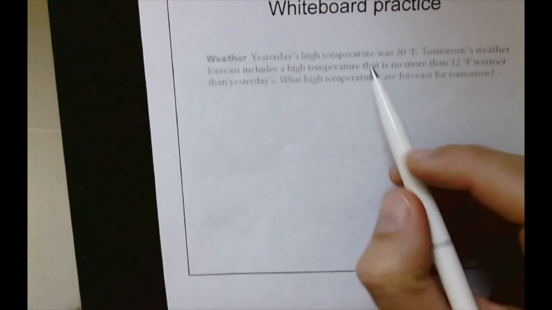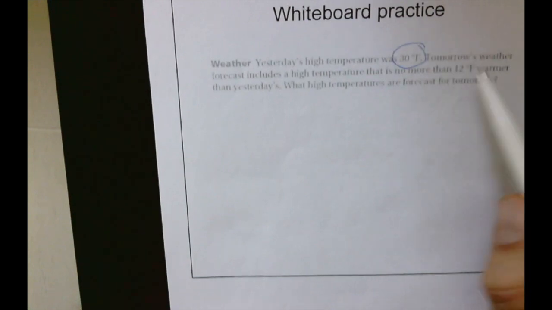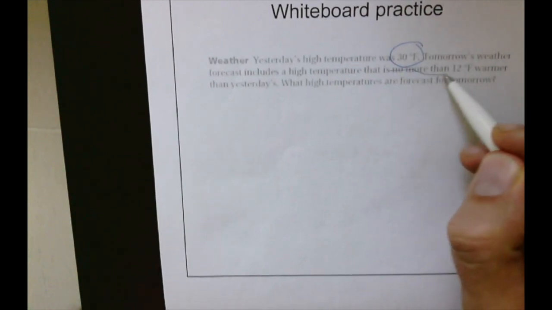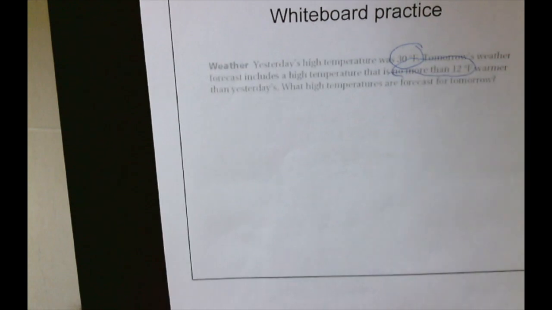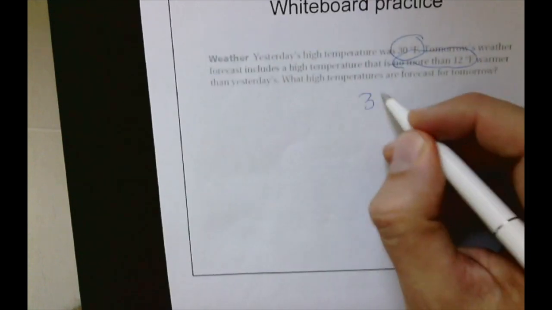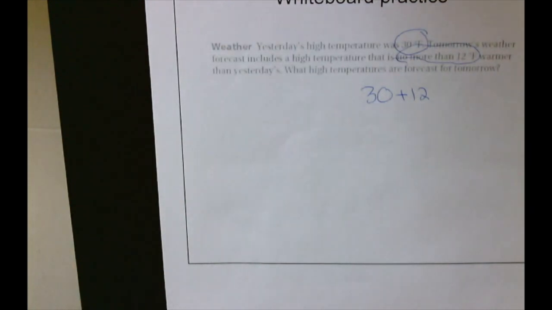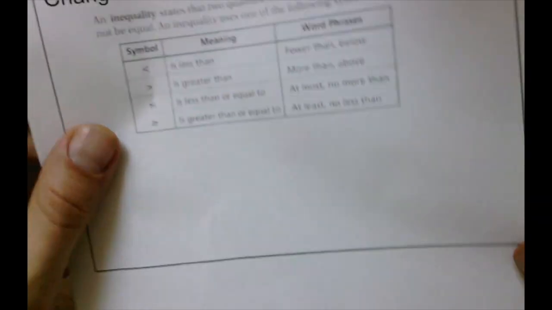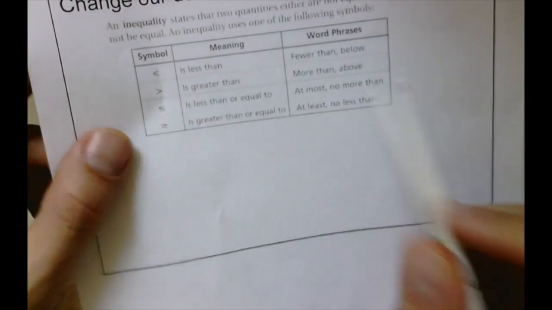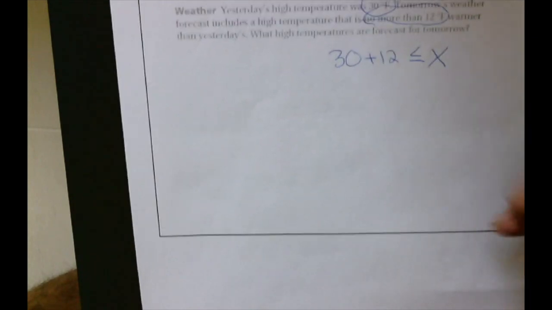I'll begin by identifying important parts. I know 30 degrees Fahrenheit is important. I also know this no more than 12 is also important here. I remember from my math and the words paper that more means add. So 30 plus 12. Now I look at this paper and see that no more than means less than or equal. And let's use x for a variable.